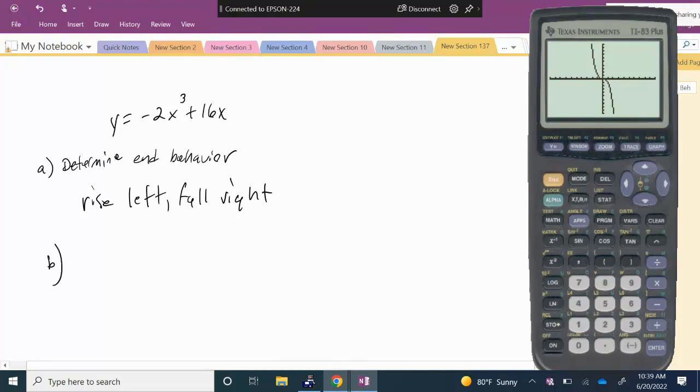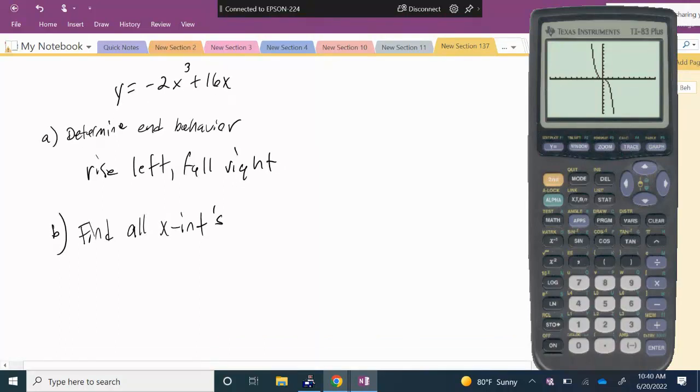Okay, so that's the end behavior part of it. The next thing we're asked to do is find all x-intercepts. Right, so keep in mind the x-intercepts are the same things as the solutions. It's the same thing as the zeros. All right, so we're going to solve it. So I'm going to take negative 2x cubed plus 16x, and I'm going to set that equal to 0.